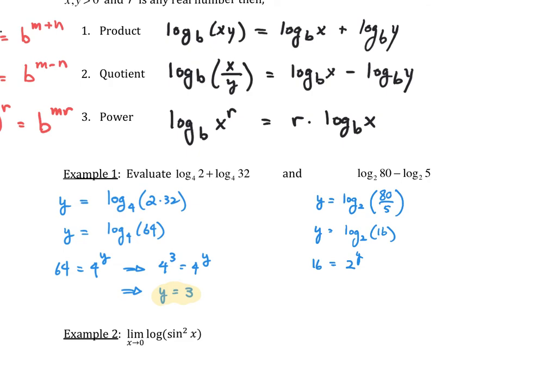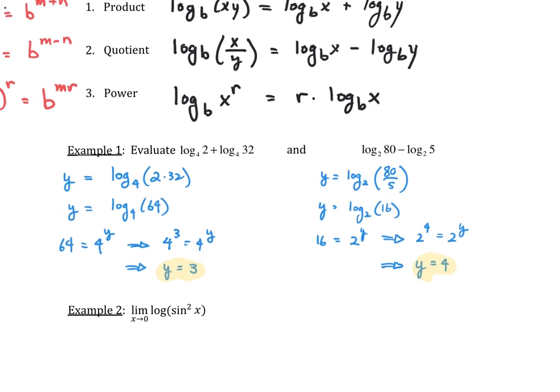Next, I want to rewrite this as two numbers with the same base. So 16 is 2 to the 4th power, and the right-hand side is still 2 to the y-th power. And again, because 2 to the x is a 1-to-1 function, that means when the output values are the same, the input values, y and 4, must also be equal. So we get our final answer: y is equal to 4.